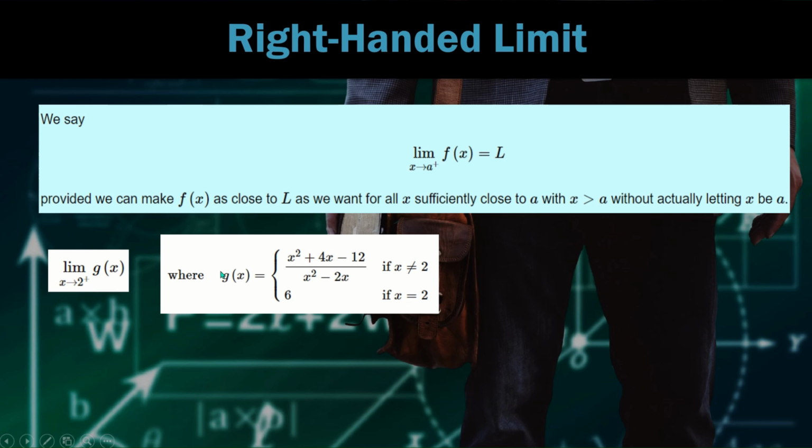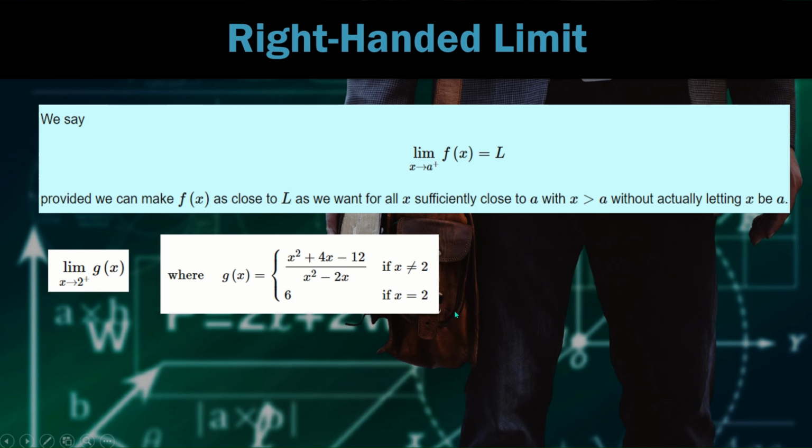So using the definition, we are not interested in this function since we are not actually letting x be a, or in this case a is 2, so we're not interested in this one. We are only interested when x is greater than a, so that means we will use this function. So how are we going to evaluate this one? Simple, all you need to do is plug in a value of x that is very close to 2, but it should be greater than 2.